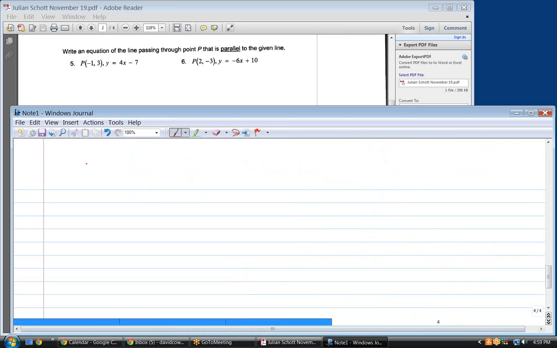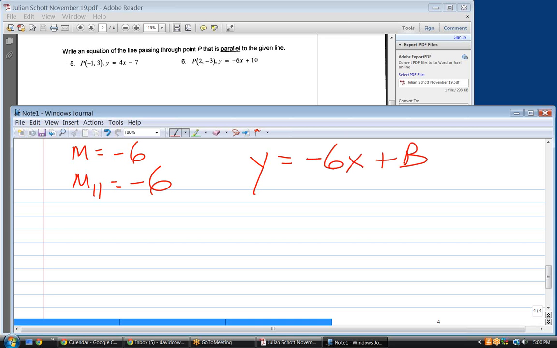And the next one, 6. What's the slope of that line? -6. And what's the slope of the parallel line? -6. And what's the equation that we can start? Y equals -6x plus b. I think it's a good thing to write that step. We kind of bypassed it with the last problem, where we filled in the y and the x immediately, but it's helpful if you actually write this step.